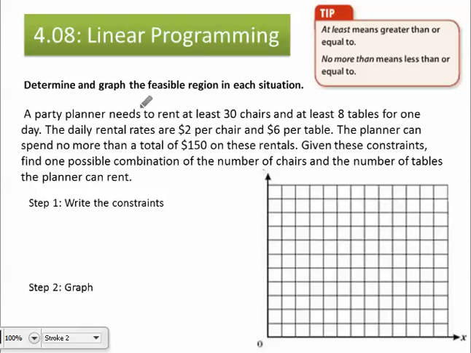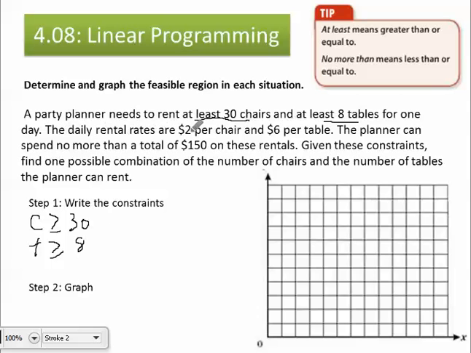So, what are we going to start with? Let's start with some word problems here. A party planner needs to rent at least 30 chairs. I can see right away that I'm going to have C greater than or equal to 30. See? At least 30 chairs. And at least 8 tables. That means that T has to be greater than or equal to 8. You see where I'm getting those from? They're not difficult to see once you read the problem.